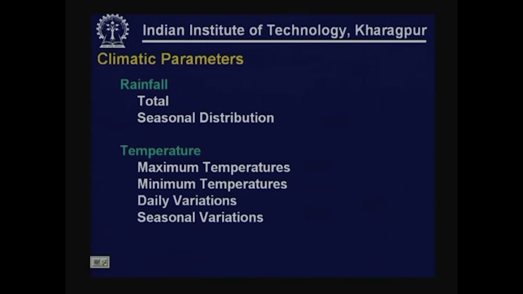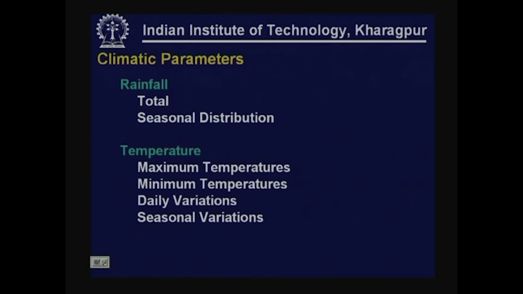Coming to climatic parameters, we have to consider rainfall: what is the total rainfall in a year, how it is going to be distributed seasonally, and how this rainfall is going to affect the performance of the pavement and the strength of different layers such as subgrade and granular materials. How much water is going to go into the pavement, and how it is going to damage the bituminous layer and other types of pavements.